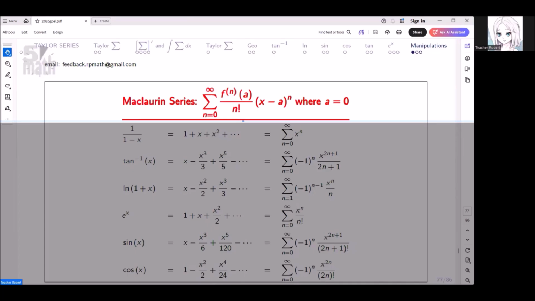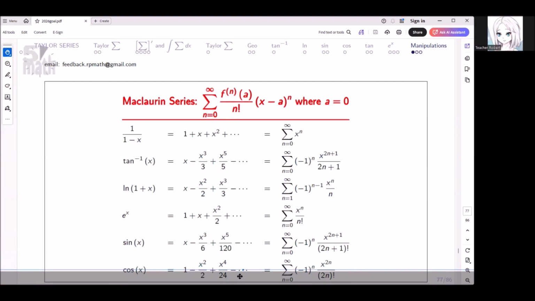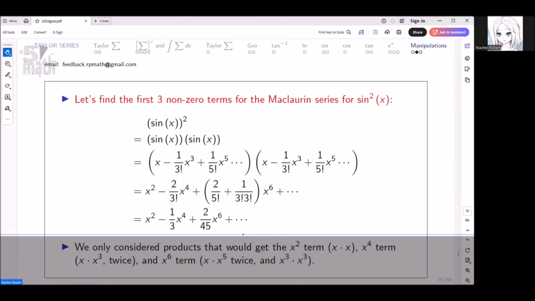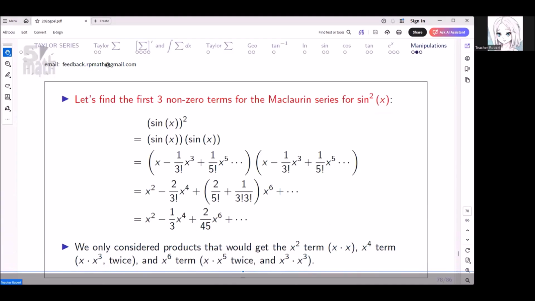Maclaurin series here, where a equals 0. And we have the following. Let's find the first three non-zero terms for the Maclaurin series for sine squared of x. We have the following. We only considered products that would get the x squared term, x times x, the x to the power 4 term, x times x cubed twice, and the x to the power 6 term, x times x to the power 5 twice, and x to the power 3 times x to the power 3.